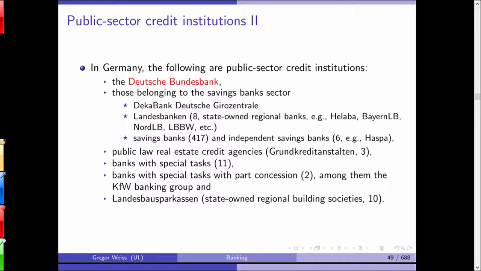Then we have Landesbanken. Those are state-owned regional banks, and they used to be responsible for supporting local economic growth, for giving out business loans and this sort of thing. Some of them, before the financial crisis, in their quest for yield, tried other things and went bankrupt. Saxony had its own experience with this.